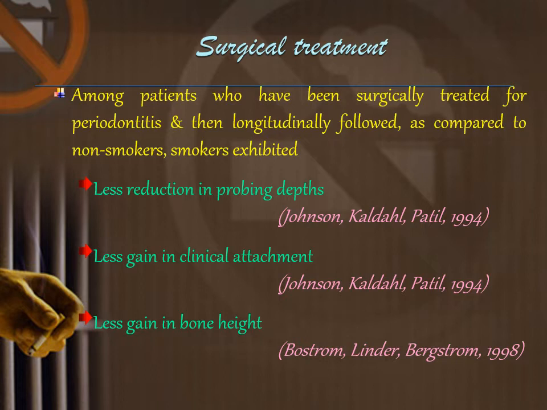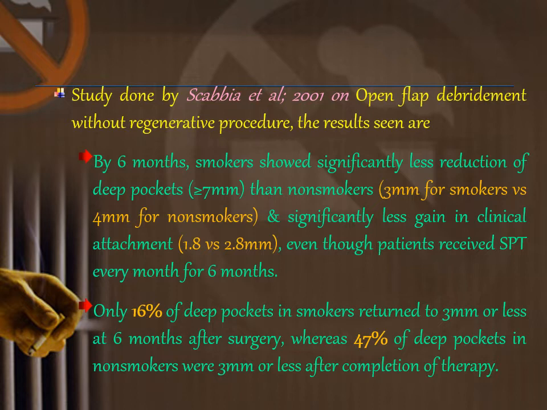Surgical treatment. Among patients who have been surgically treated for periodontitis and longitudinally followed, smokers exhibited less reduction in probing depth, less gain in clinical attachment levels, and less gain in bone height as compared to non-smokers. Study done by Scabbia et al. in 2001 on open flap debridement without regenerative procedures.